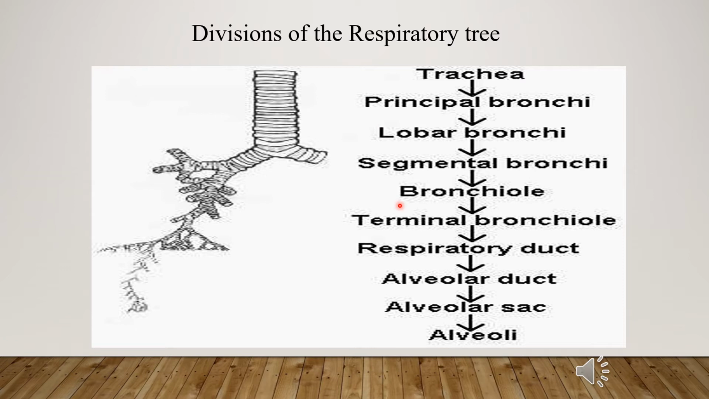This bronchiole then undergoes a further 3 to 4 subdivisions to form the terminal bronchiole, which is the last part of the air conducting system. The terminal bronchiole further divides into the respiratory bronchiole. The respiratory bronchiole divides into the alveolar duct, and the alveolar duct divides into the alveolar sac and the alveoli, which are the blind end passages of the respiratory tract and are responsible for the gaseous interexchange.